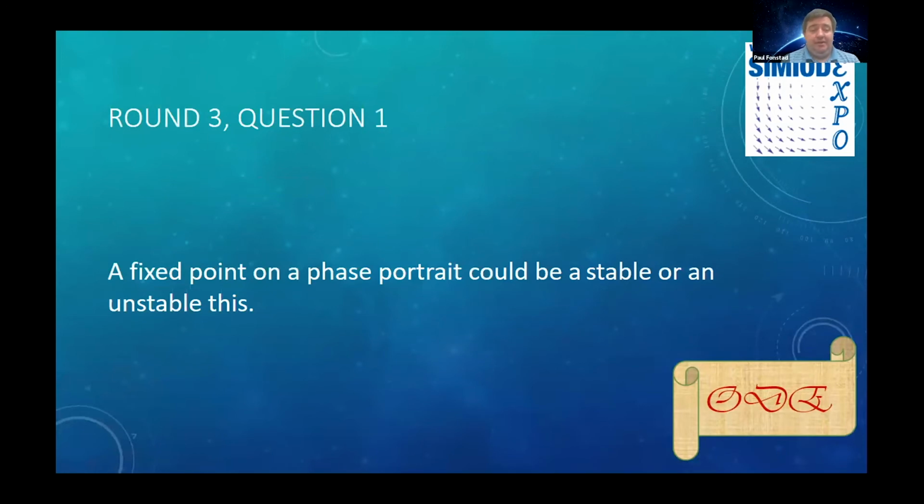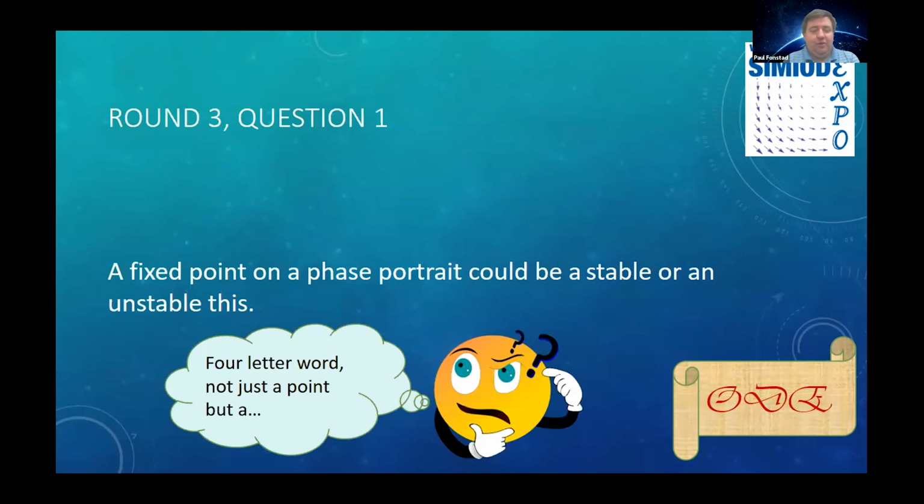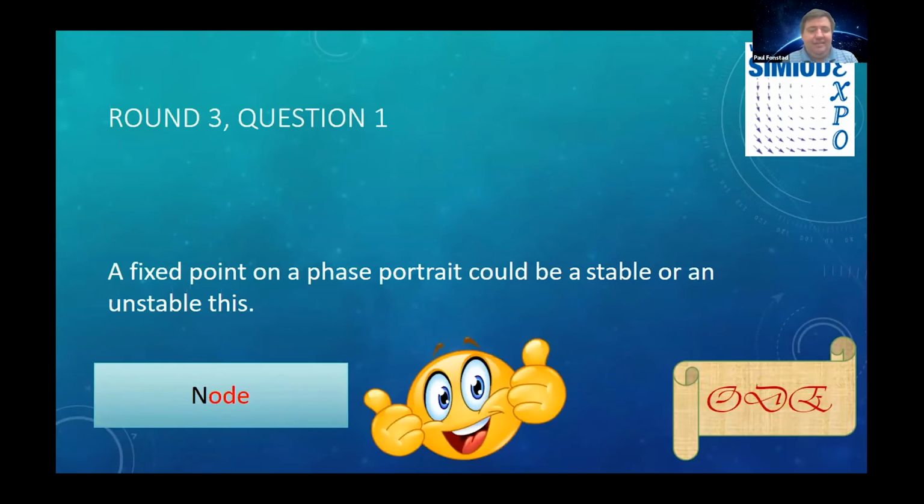Round 3, question 1. A fixed point on a phase portrait could be a stable or an unstable this. Let me give you the hint. See 3 people got it. It's a 4-letter word, not just a point, but a... Yeah, Cecil was the first one to get it. And yep, it is a node. So, well done. Okay, getting the hang of this.